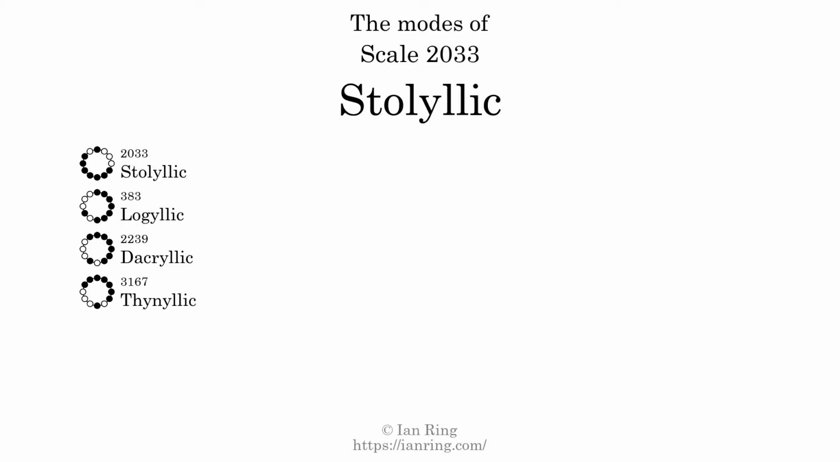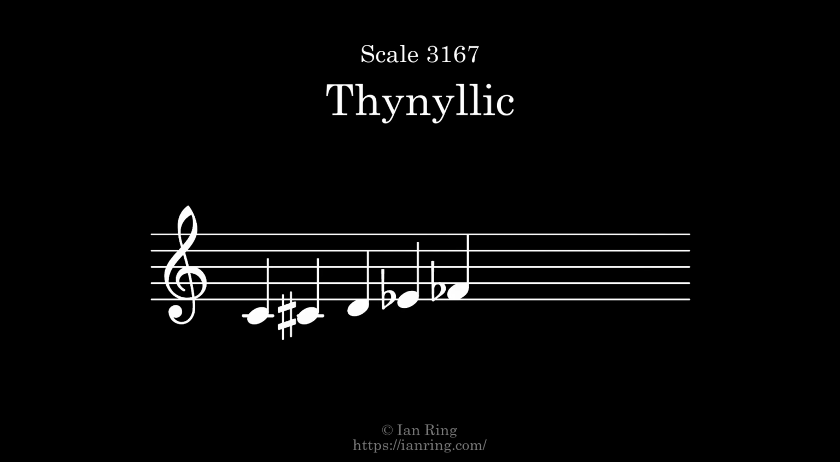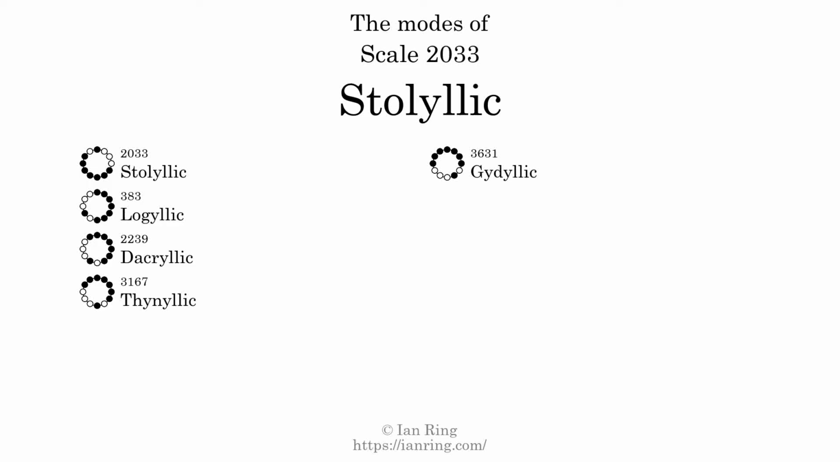The fourth mode is scale 3167, also known as phenyllic. It sounds like this. The fifth mode is scale 3631, also known as jadyllic. It sounds like this.